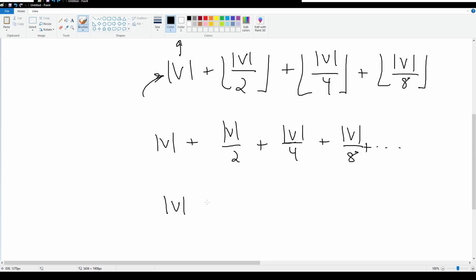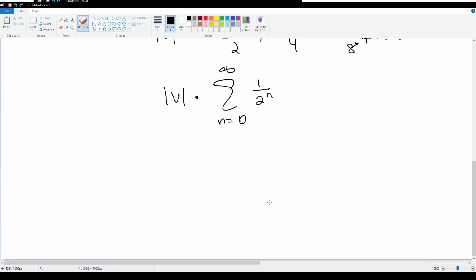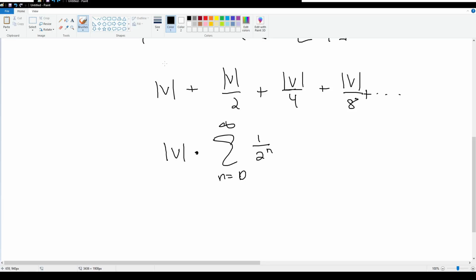Let's factor out the size of V. And we're going to multiply this by what? Well, as V goes to infinity, we're going to get the sum from n equals 0 to infinity of 1 over 2 to the n, right? And this is accurate. If we factor out the V, this gives us 1, this gives us 1/2, this gives us 1/4, this gives us 1/8, right? This is 2 to the 0, 2 to the 1, 2 to the second power, 2 to the third power. So as we expand this, yes, it lines up, and we factored out this V.